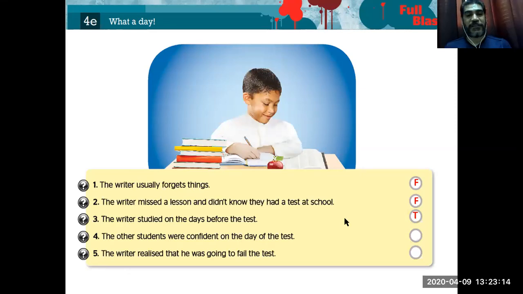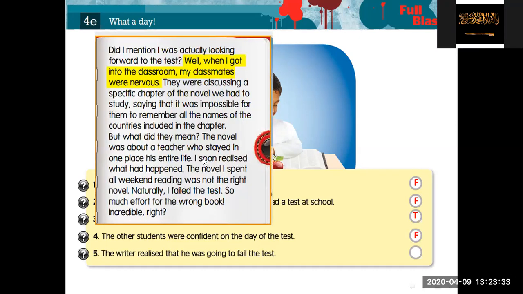Abdurrahman, read number 4. Yes. The other students were confident on the day of the test. True or false? False. He was speaking about himself. I was confident. Well, when I got into the classroom, my classmates were nervous. Nervous, not confident. Okay? Let me listen to Muhammad.